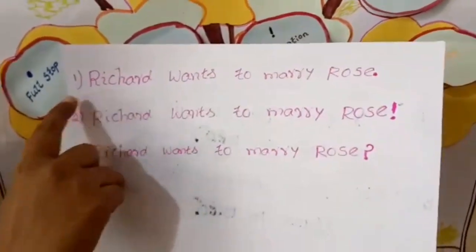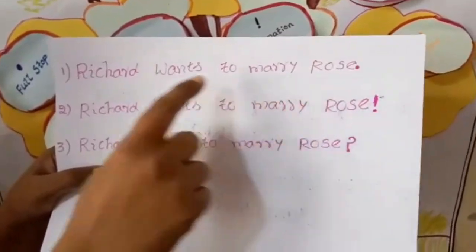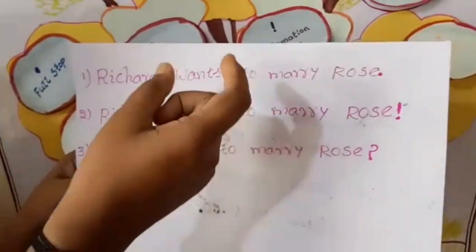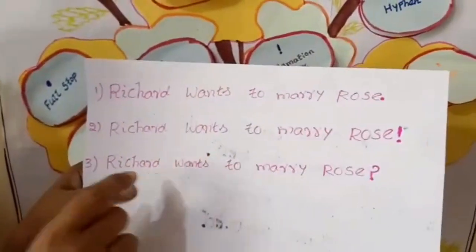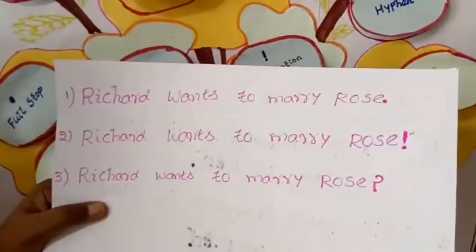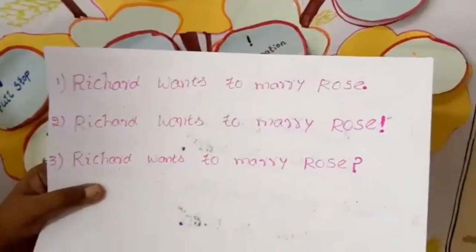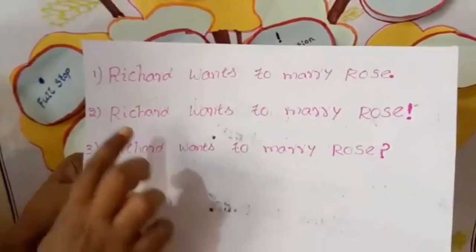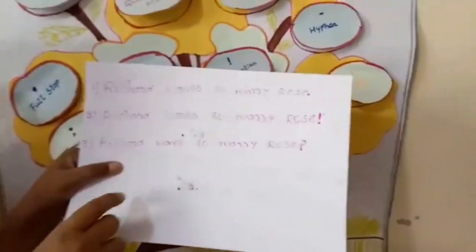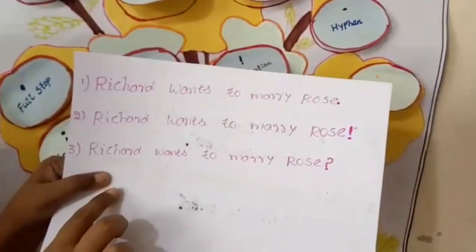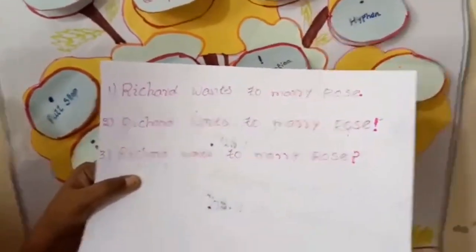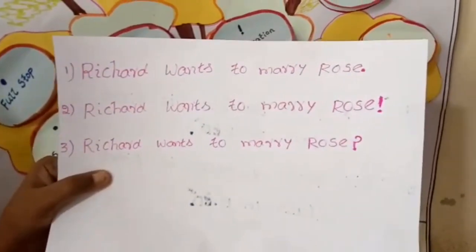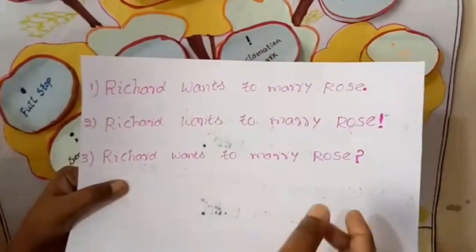If we consider the first example, Richard wants to marry Rose. That means it is a complete sentence giving the meaning that Richard is ready to marry Rose. That means he likes to marry Rose. In the second sentence, Richard wants to marry Rose!, we are giving a sudden expression about whether Richard is ready to marry Rose. When it comes to the third sentence, Richard wants to marry Rose?, here we are using a question mark. That means, is Richard ready to marry Rose? That means with the punctuation marks we are changing the meaning of a sentence.